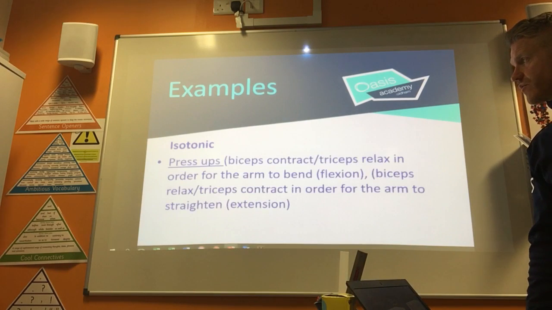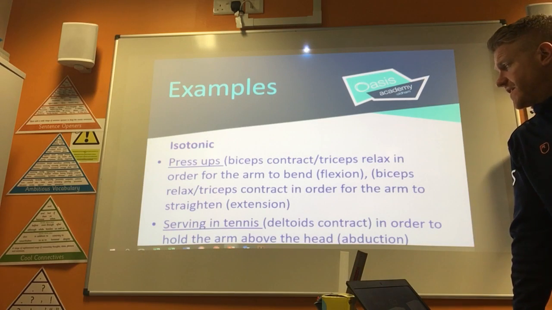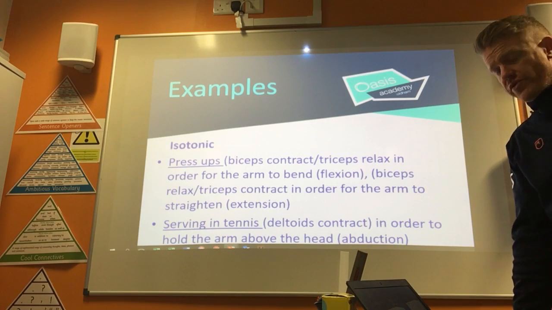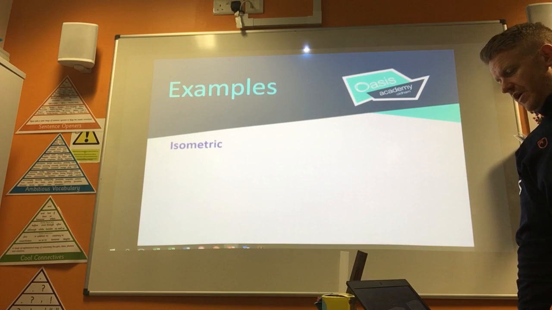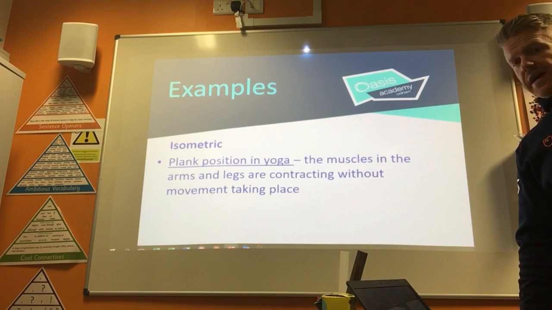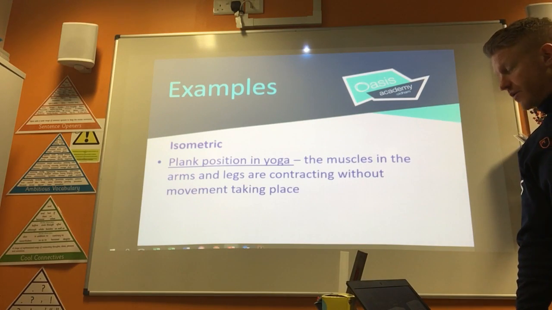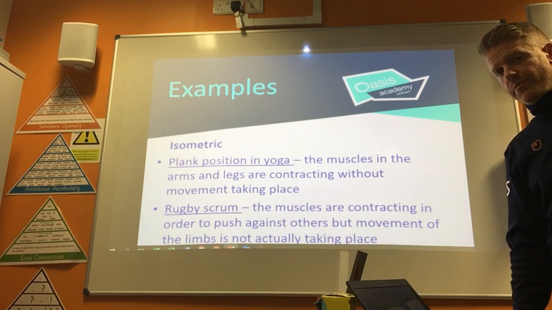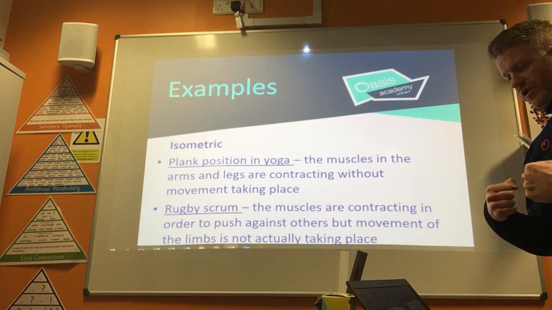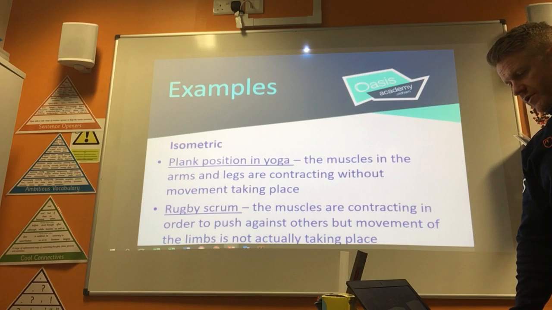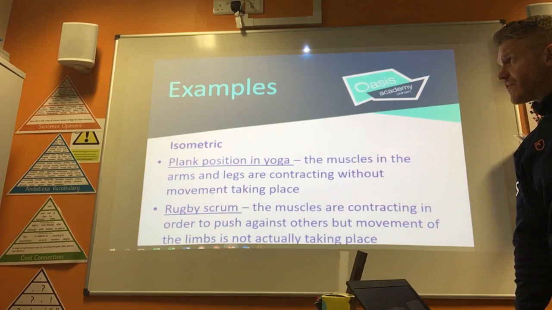Examples of isotonic would be press-ups, serving in tennis where there's movement of the muscles. Examples of isometric would be like a plank position in yoga, a rugby scrum where you've got two forces against each other. Okay, so the muscles are contracting, but there's no movement taking place.